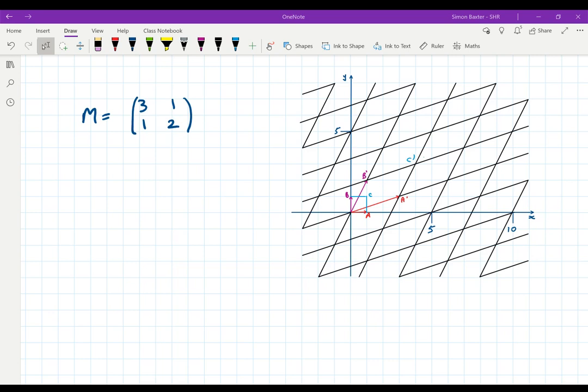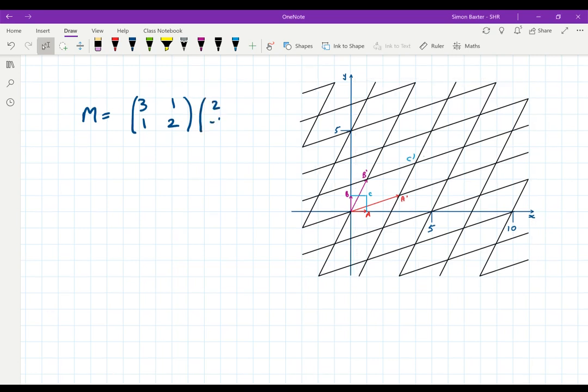Let's just look and see where the point 2, minus 1 goes. That becomes 6 minus 1, that's 5. 1 times 2, 2 times minus 1, that's 0. So we know that that goes to the point 5, 0. So that is, starting with the point 2 along, 1 down, it finishes at 5, 0.